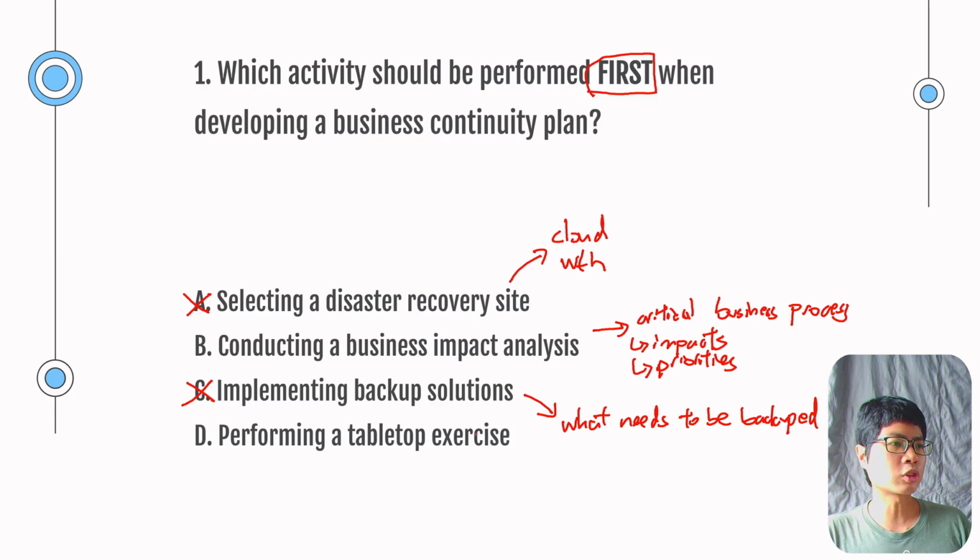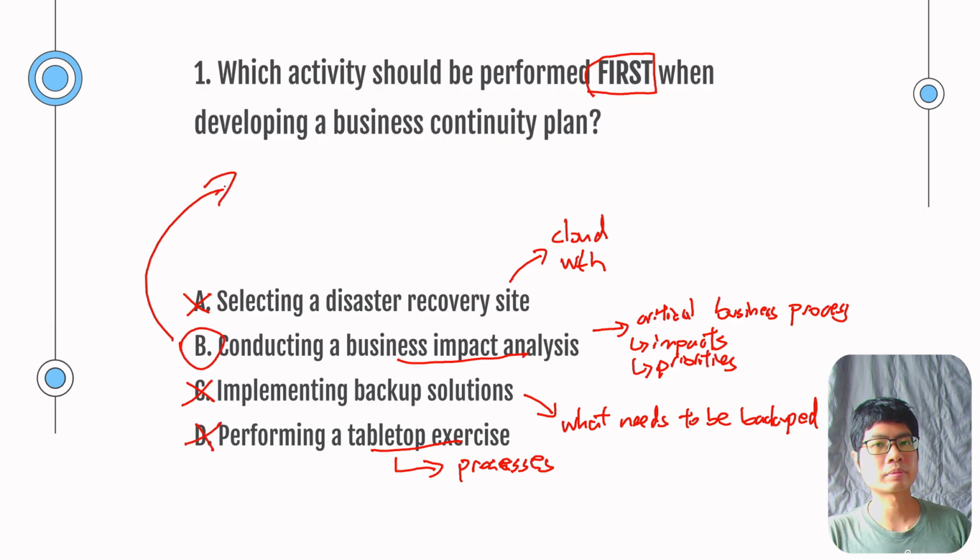So to perform a tabletop exercise, we actually need the business impact analysis to be done first, so we know what are the processes to step through in the event of a situation. And so because the tabletop exercise would actually be stepping through all of these processes, this is also definitely not the first step. And so we have our answer to be B for the first question.